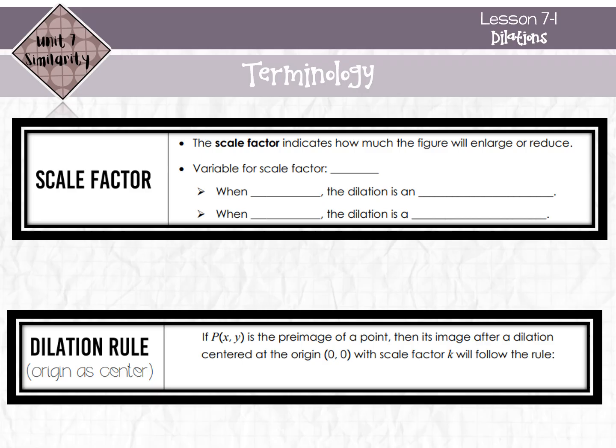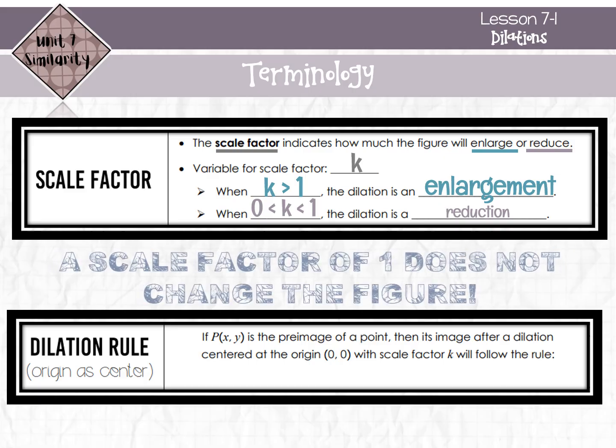Scale factor. A scale factor indicates how much the figure will enlarge or reduce. The variable for scale factor is k. When k is greater than 1, the dilation is an enlargement. When k is between 0 and 1, not equal to 0, not equal to 1, but somewhere in between, the dilation is a reduction. A scale factor of 1 does not change the figure, and then it would be rigid motion.